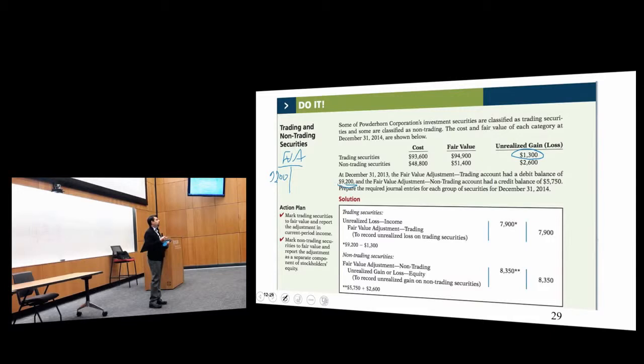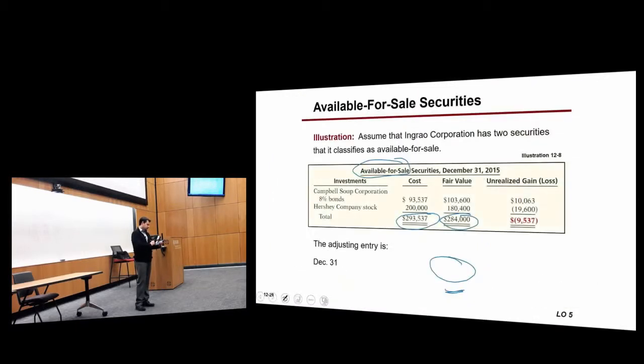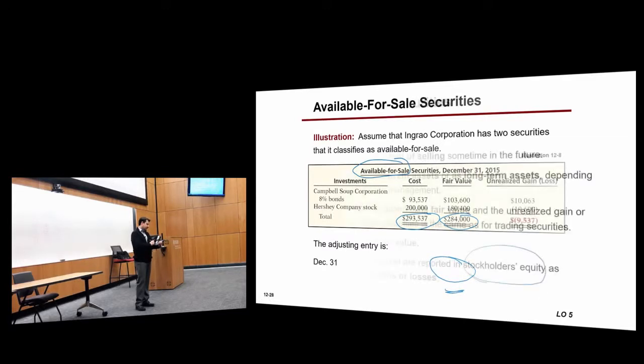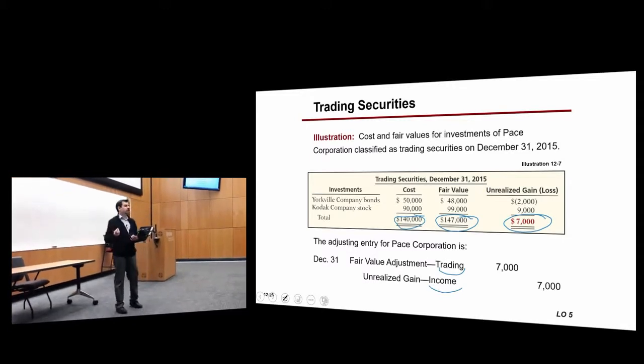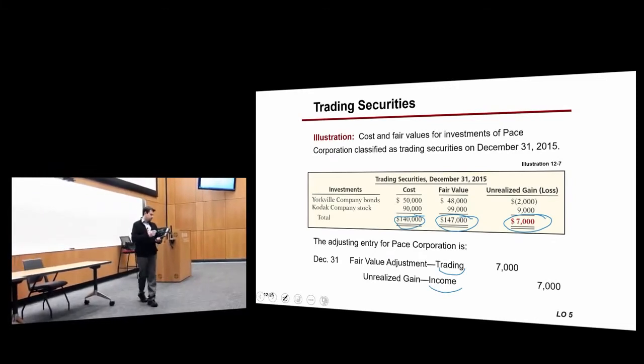Remember, when you have a gain, what do you do with the gain? You credit gain and you debit a fair value adjustment, right? If you remember, this was the journal entry when we had a loss. So when we had a gain, like this one here, what did we do to fair value adjustment? We debited the account, right? We credited gain and we debited fair value adjustment. So when you have an unrealized gain, that's what you do. You credit unrealized gain, you debit fair value adjustment, okay?